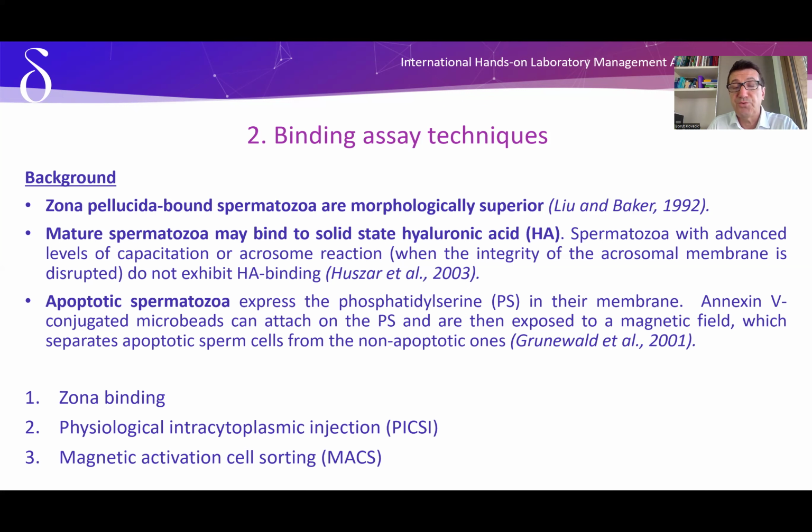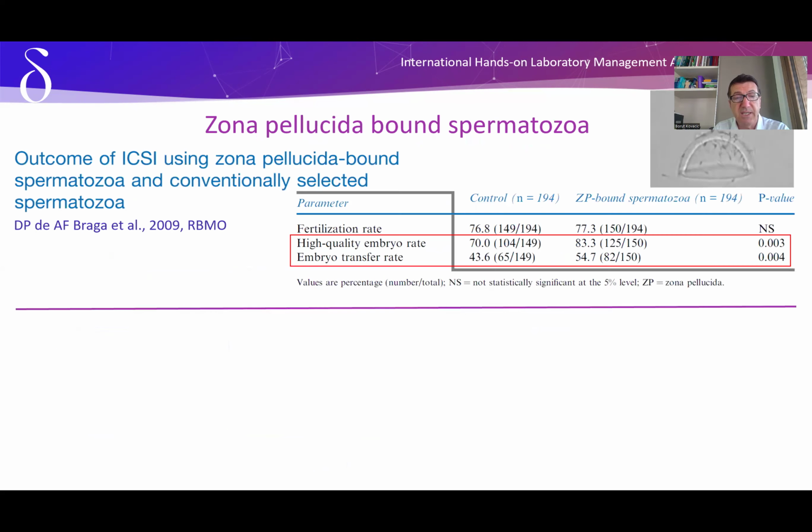So there are three different methods. One is zona binding, physiological intracytoplasmic injection of sperm, so-called PIXI method, and by using PIXI Petri dishes, and magnetic activation cell sorting. And let's see the details of each of these three techniques.